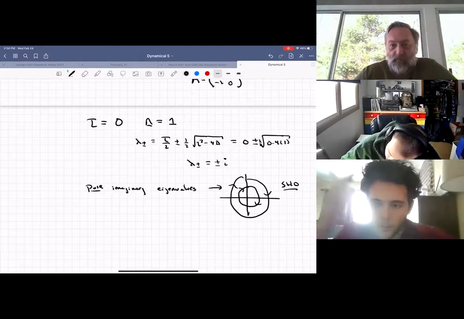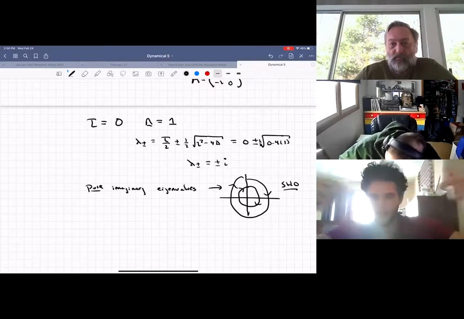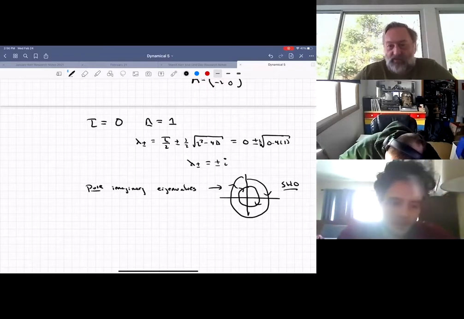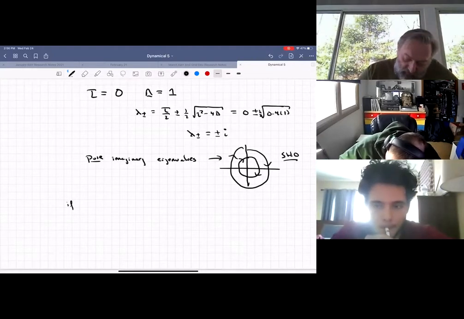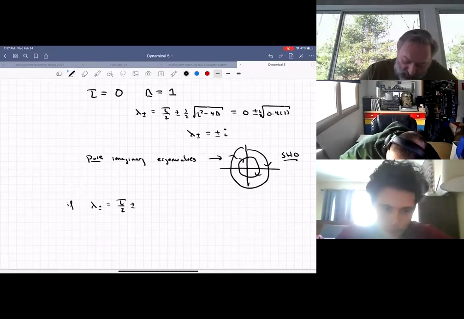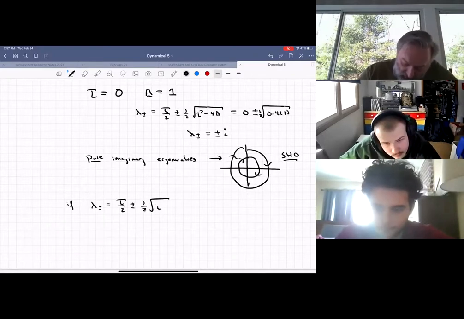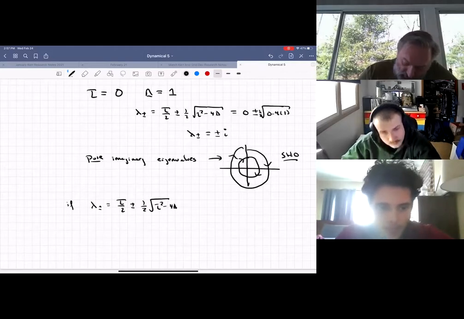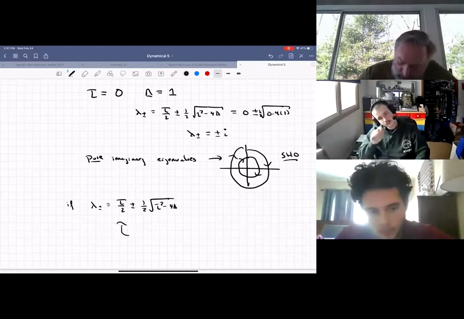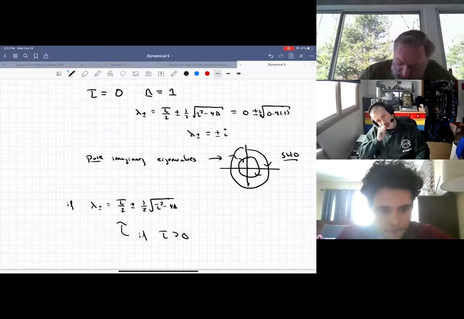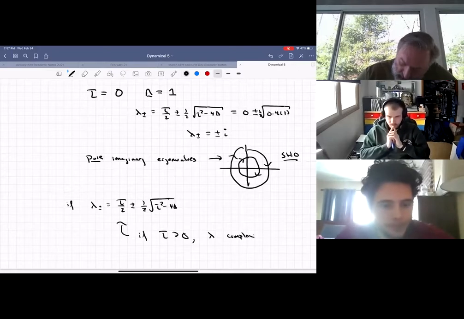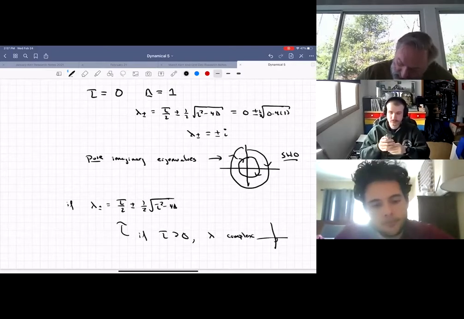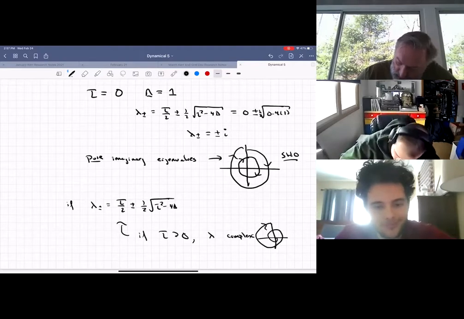Because e to the real part will give me the decay or the expansion. And so now if my lambda plus or minus is the trace over 2 plus or minus a half the square root of trace squared minus 4 delta, this is why if the trace is positive and lambda is complex, then what you're going to get is an unstable spiral.